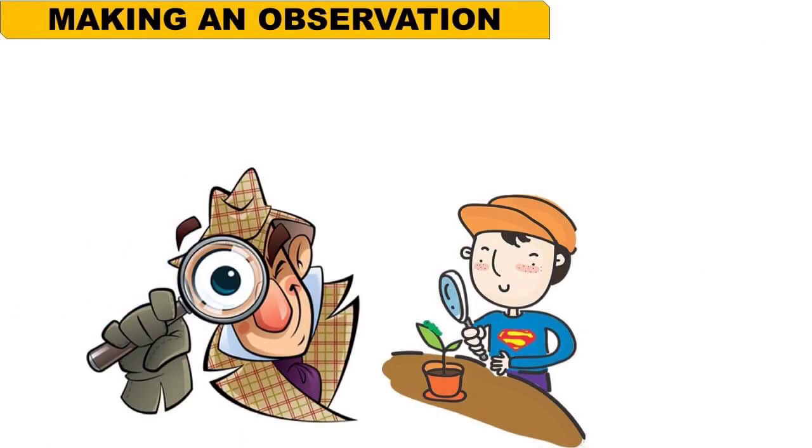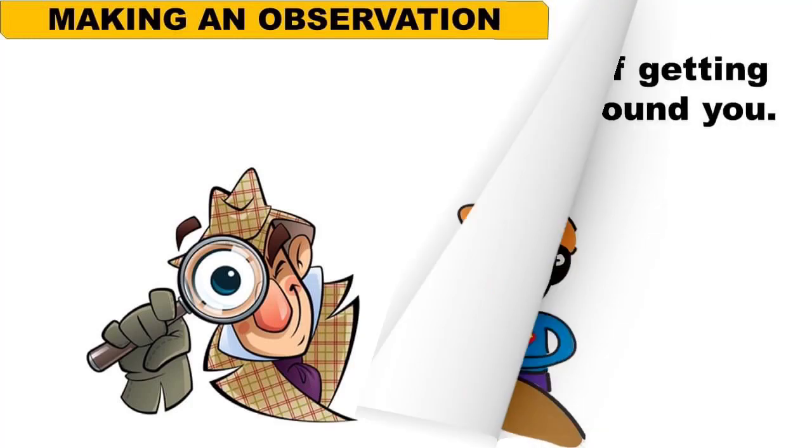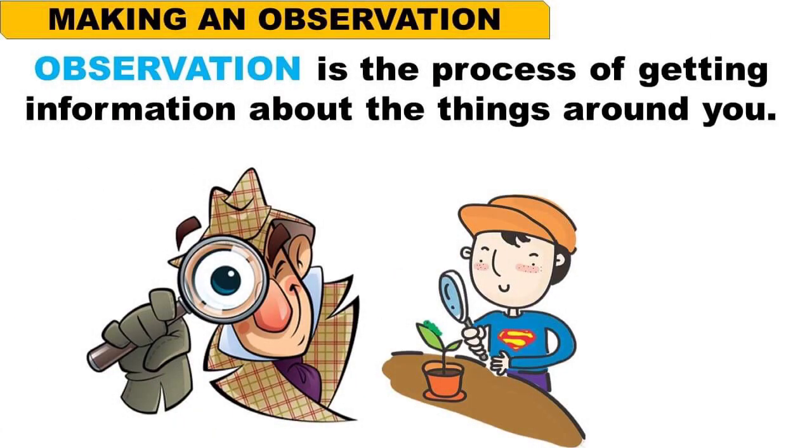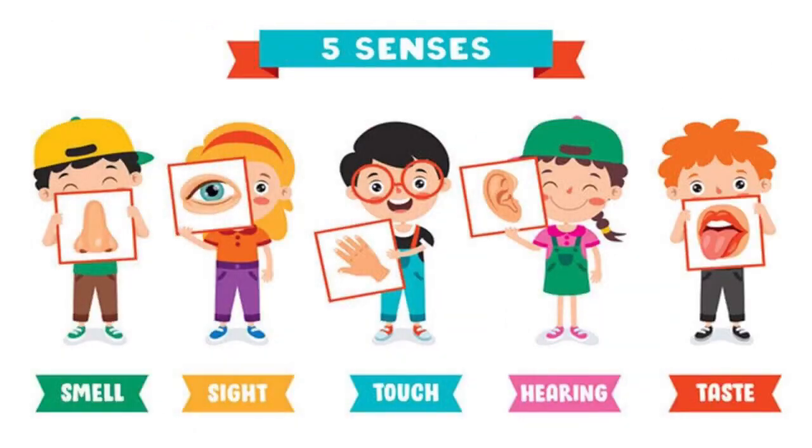The first step of the scientific method is making an observation. Observation is the process of getting information about the things around you. What do you use to observe things around you? If your answer is senses, then you are right. These senses include the sense of hearing, sight, smell, taste, and touch.